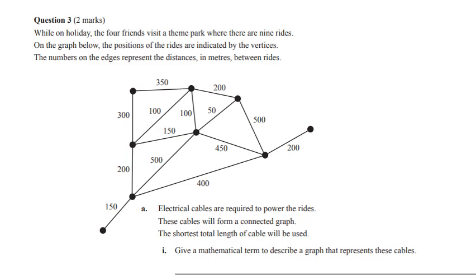It looks like a minimal spanning tree question, and that was actually the key that many people got wrong, they just wrote spanning tree. It says to give a mathematical term to describe a graph that represents these cables we were required to power the rides, which will form a connected graph. The shortest total length, shortest, that means minimum. So it's a minimal spanning tree. And so a lot of people just stuffed up by forgetting to say minimal on that.